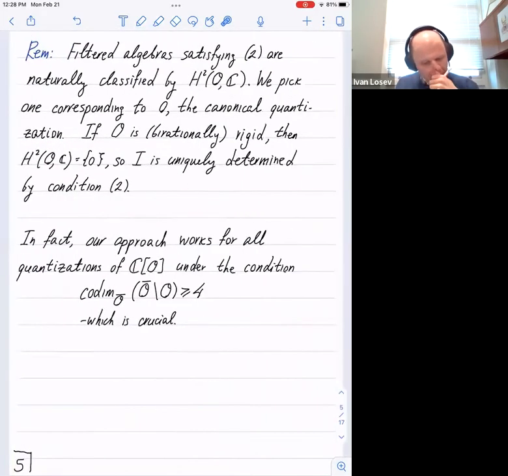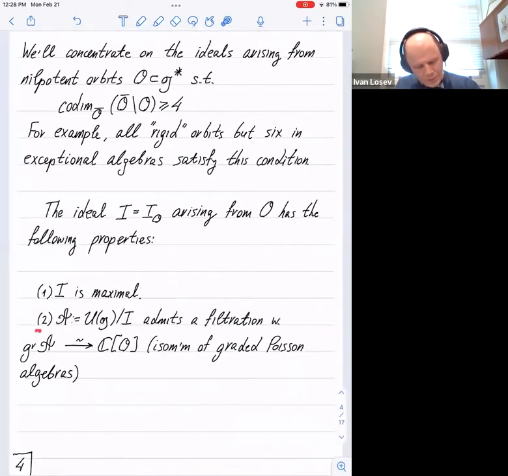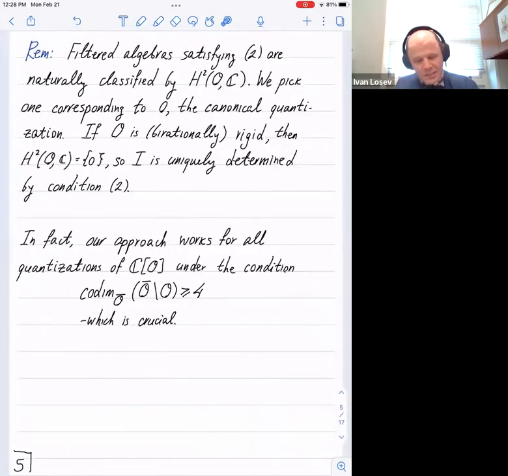Okay. So a little remark. So this was condition number 2. Let's keep it in our hearts for a moment. The filtered algebras which satisfy this condition 2, meaning quantizations of this algebra of regular functions, are classified by the second complex cohomology of the orbit. Okay, that's a vector space. That wouldn't be true if the codimension condition wasn't satisfied. And then what we pick is the quantization corresponding to parameter 0. That's the so-called canonical quantization.